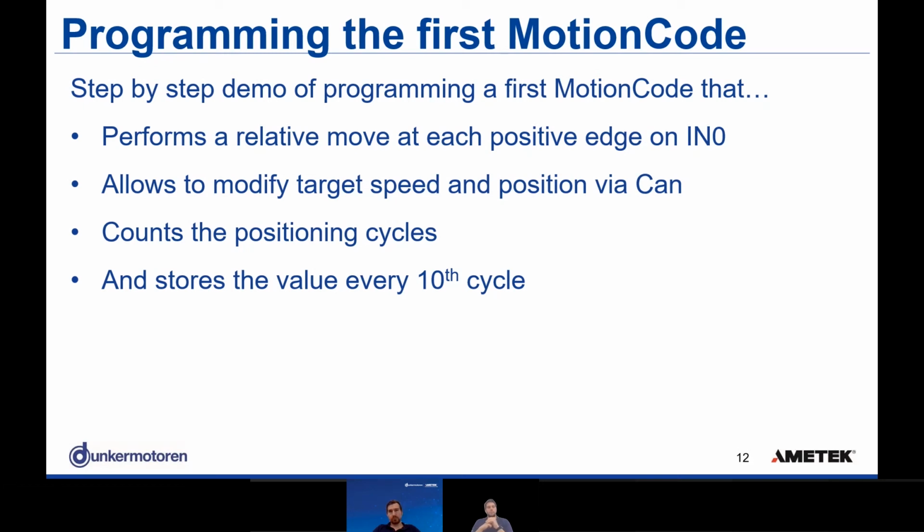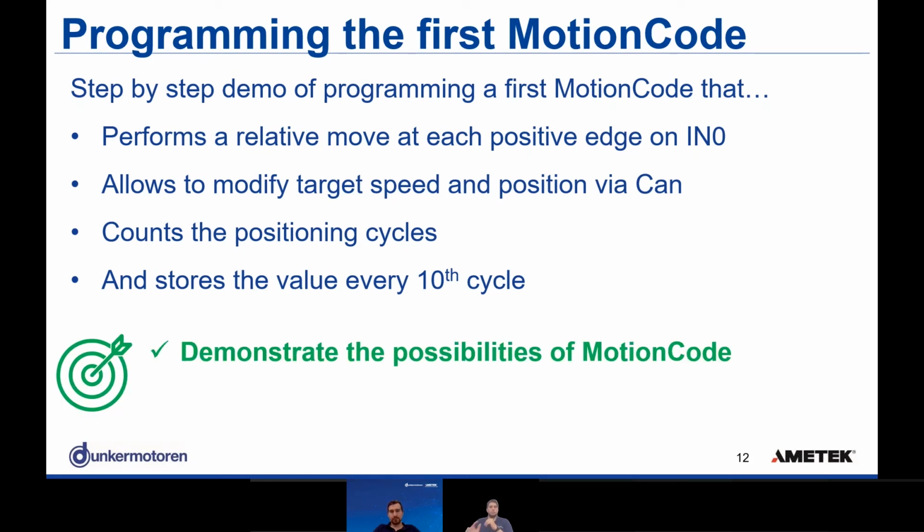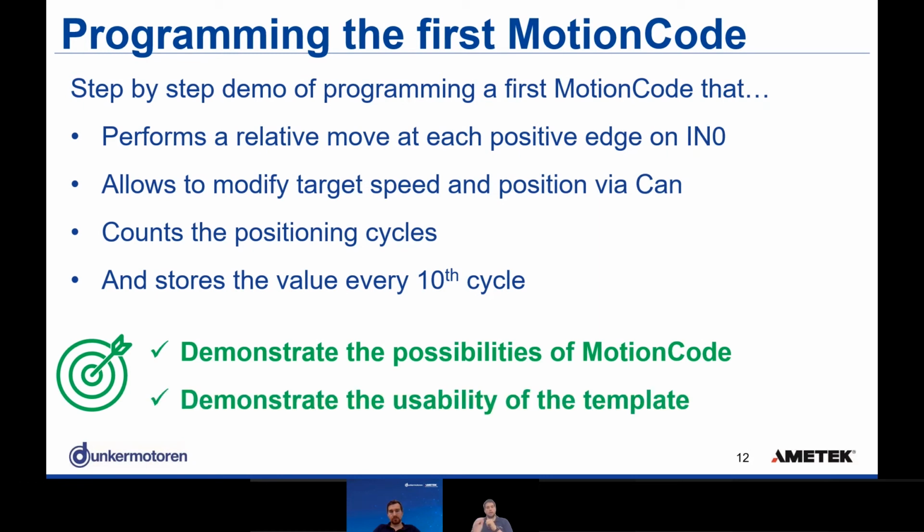So with these 4 steps, we have the chance to give you a quite good idea of what is possible with motion code. So the target is clear. We want to demonstrate the possibilities that you have with motion code, and as well show you the usability of the predefined template, what's already in there, what you can use there. Of course, we can't show everything, but I think we really give you a wide range of the possibilities.